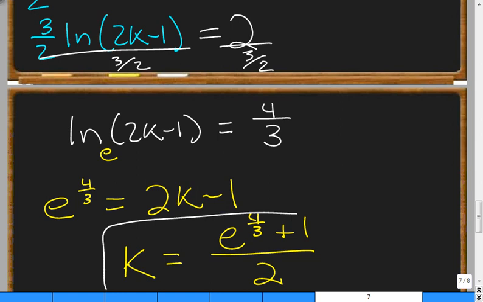Now this is our final answer. Now it looks kind of strange, but because we had a natural log form, it's not surprising that this is the type of answer that we're going to get.